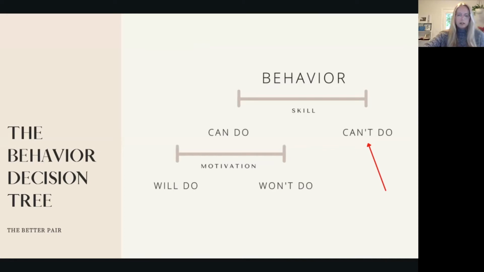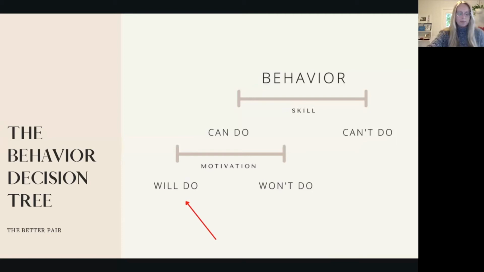And then I'm going to look at whether they can do the behavior. So if I ask my child, clean up, it's time for dinner, can they do that behavior? Can they independently clean up to the expectation that I want them to? If they can, then we're going to look at motivation. If I ask my kid, clean up, it's time for dinner, will they clean up? If they will, then everything's great and you don't have to change a thing because they're doing it the way that they should be.